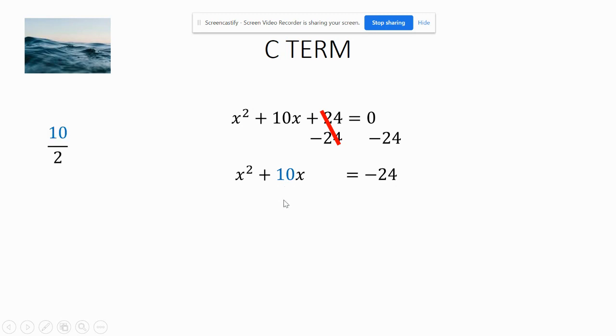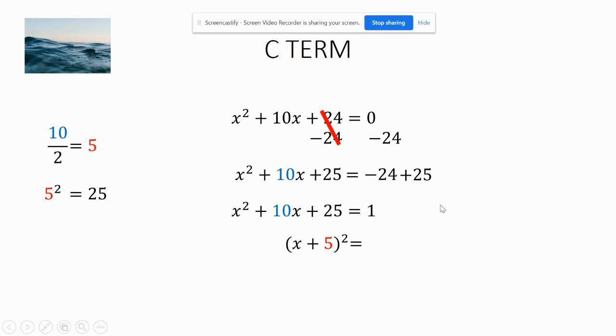it by 2, because we're looking for a number that doubles to make this, which half of that is 5, and then you square it, which I know that 5 is going to go inside my parentheses here. I'm going to square the 5, which is 25. So I'm going to add 25 to each side. And so when I add 25 to each side, negative 24 plus 25 is 1.